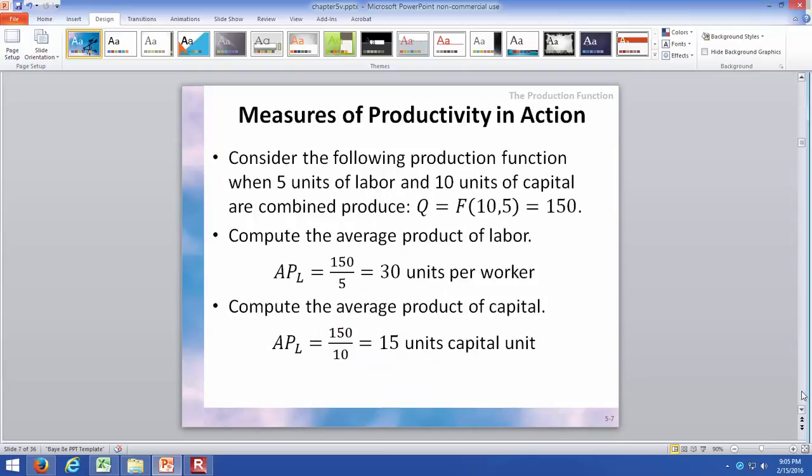So let's look at an example. Consider the following production function: when 5 units of labor and 10 units of capital are combined to produce 150. So the output is 150, and what we have is 5 units of labor and 10 units of capital. What is the average product of labor? It is the 150, the output, divided by 5. That gives you 30 units per worker. What is the average product of capital? That would be 150 by 10, which is 15 units.